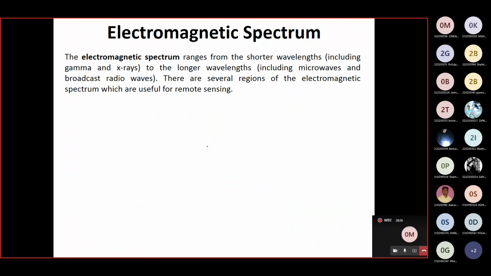Now, talking about the next parameter, we need to understand the electromagnetic spectrum, based on which we can characterize the various fields or aspects of remote sensing applications. The electromagnetic spectrum is a very important part, because based on it we decide where to place the sensors and what kind of data we need to collect. The electromagnetic spectrum ranges from the shorter wavelengths, which include gamma rays and X-rays, to the longer wavelengths, which include microwaves and radio waves. There are several regions of the electromagnetic spectrum that are useful for remote sensing applications and remote sensing data.